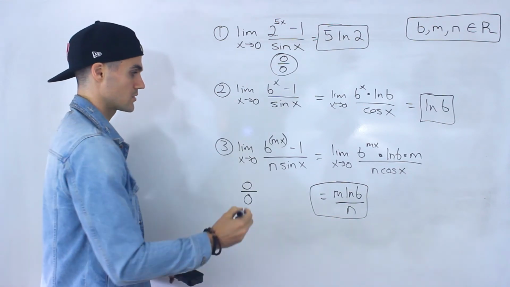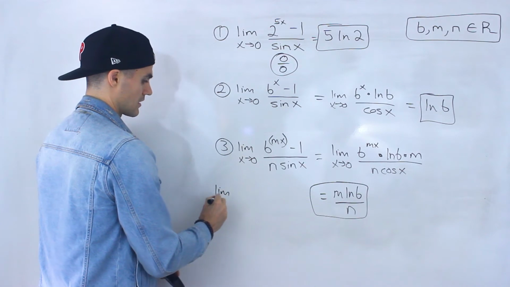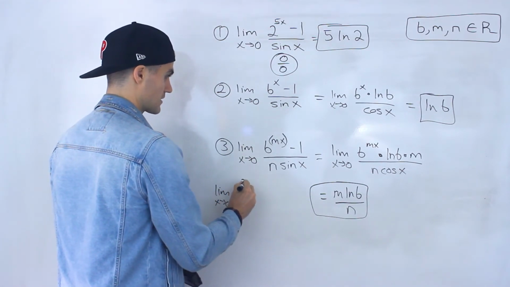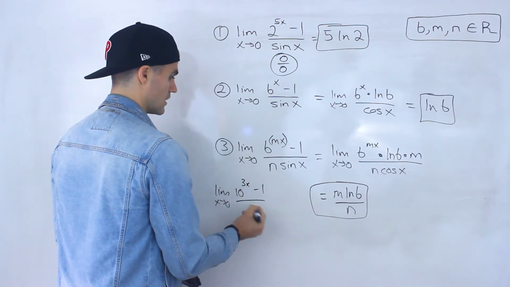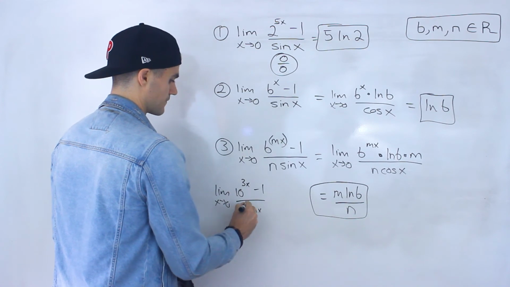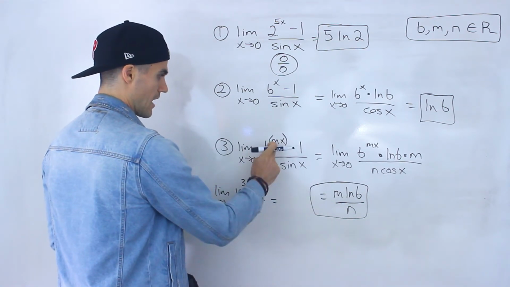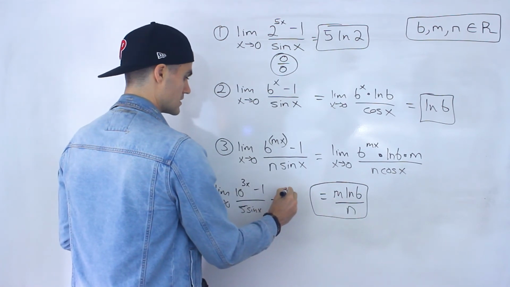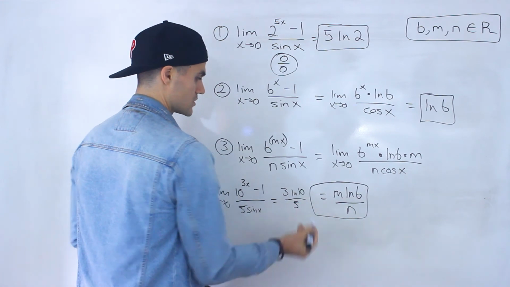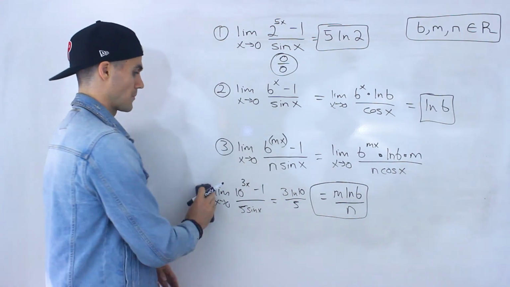So you could plug in any number. If we had the limit as x approaches 0 of, let's say, 10 to the power of 3x minus 1 over, let's say, 5 sine x, it's just going to end up being this here. It's going to be the m, which is 3 in this case, times ln of 10 over the n value, which is 5. This is a more general format.